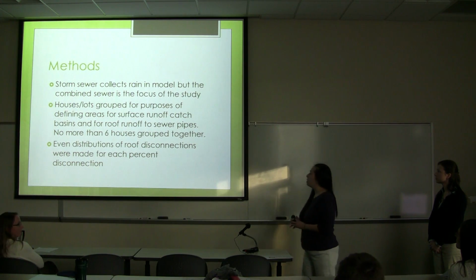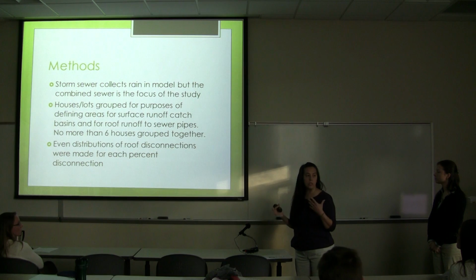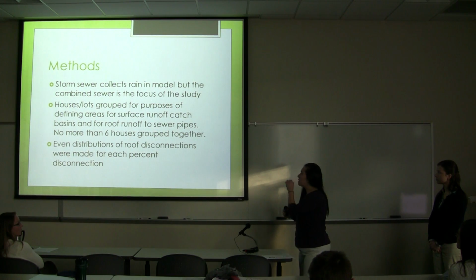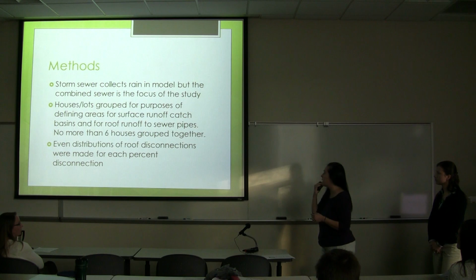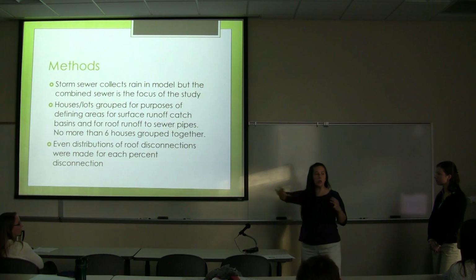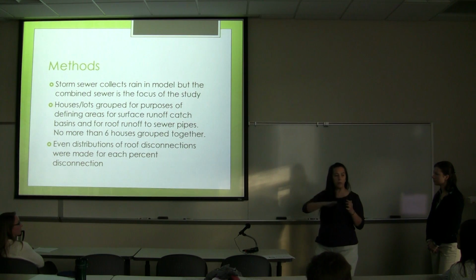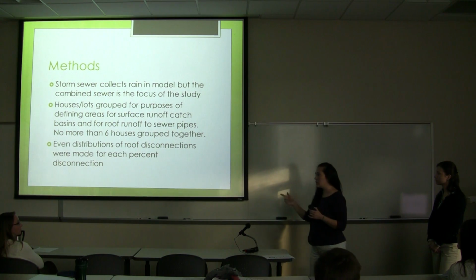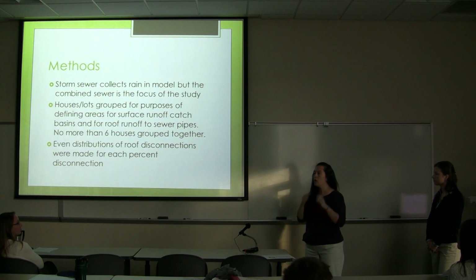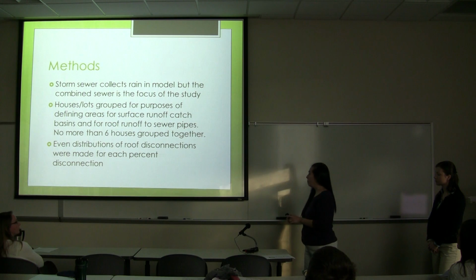We want to also note that we grouped our houses in lots into groups of 5 or 6 generally. Some were less, but no more than 6 houses together. When we had our even distribution of roof disconnections, that was even distribution through the whole area. So when we say 20% disconnection, that means 20% of the roof area's rainwater was being diverted from the downspouts into the pipes, diverting from there to the catch basins, going to the storm sewer.